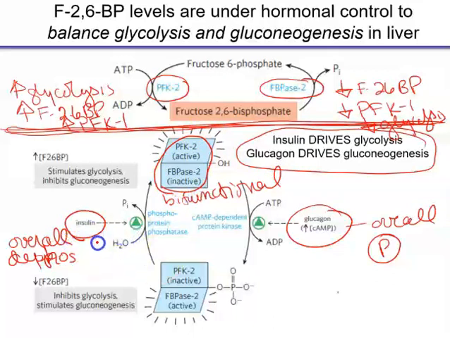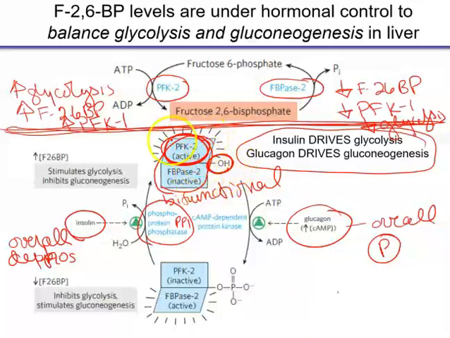Insulin drives a phosphorylation cascade, which leads to activation of an enzyme known as protein phosphatase 1 or phosphoprotein phosphatase 1, PP1. When phosphoprotein phosphatase is active, we will have dephosphorylation and activation, see the OH group here?